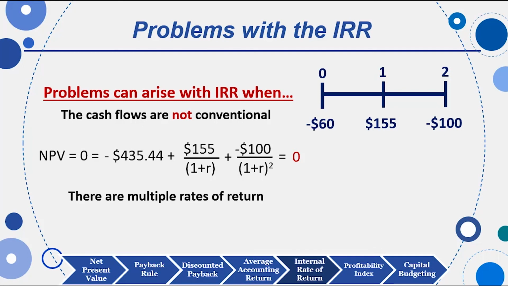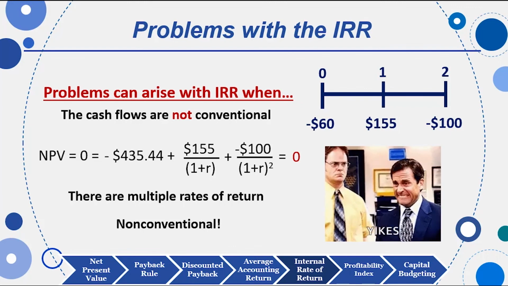You may get into multiple rates of return. If you write down NPV equals 0 equals minus 435.44 plus 155 over 1 plus some rate plus minus 100 over 1 plus some rate squared and try and solve that, you'll find multiple rates of return. According to Descartes' rule of sign, there might be no IRRs, but there might be a maximum of 2 because the signs change twice, from minus to plus, then plus to minus. And that's called René Descartes' rule of sign.